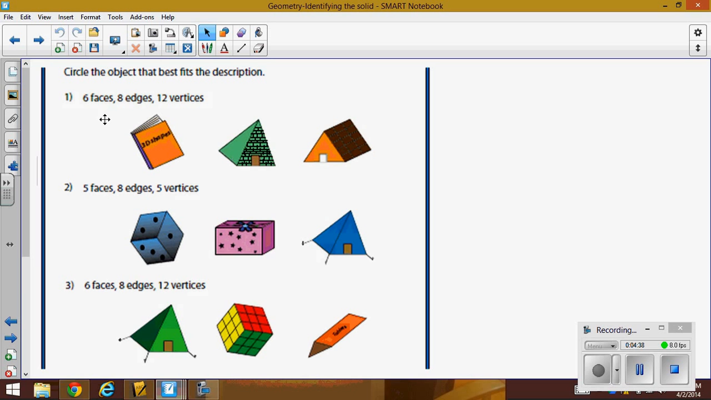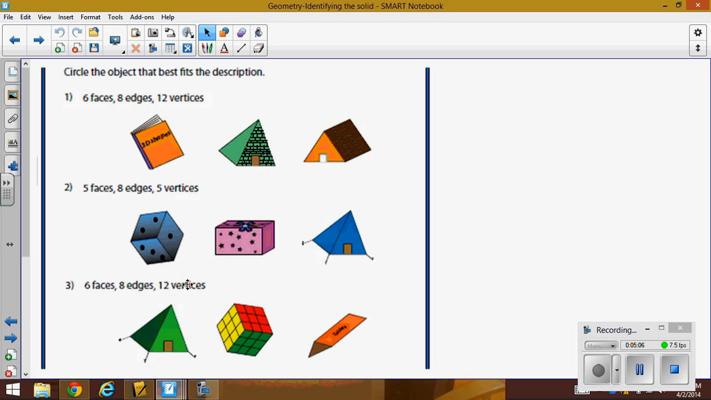So we're looking for a shape that has 6 faces, 8 edges, 12 vertices. That's plural for vertex. Okay, for number 2, when you're ready, we're looking for 5 faces, 8 edges, and 5 vertices. And for number 3, we're looking for 6 faces, 8 edges, 12 vertices. All right, if you need to pause the video here, please pause.